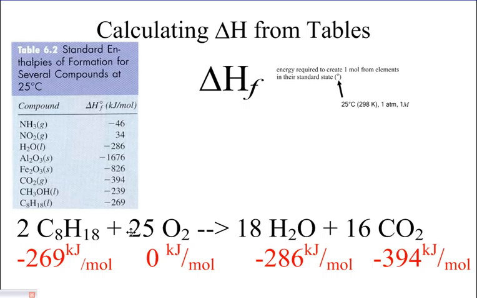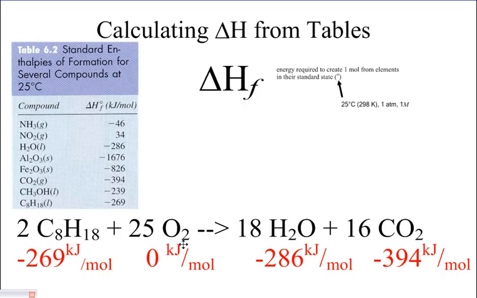So we're going to take the coefficients of the balanced chemical reaction and multiply them by the heat of formation. Now these values, negative 269, negative 286, negative 394, came off of this table. But I bet you're wondering, where on earth did he get 0? Well, this heat of formation is the energy necessary to form 1 mole from the elements in their standard state.